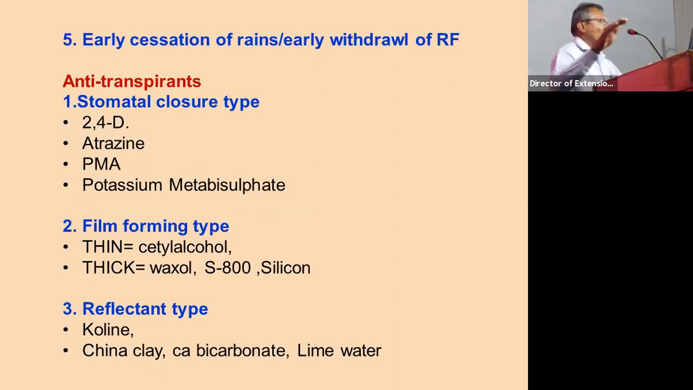forming type, so that we can reduce transpiration from the plants. Reflectant type also, we can use kaolin, or some ash also can be used, lime water can also be used, so that we can reduce the temperature on the leaf surface, so that we can reduce the transpiration rate.